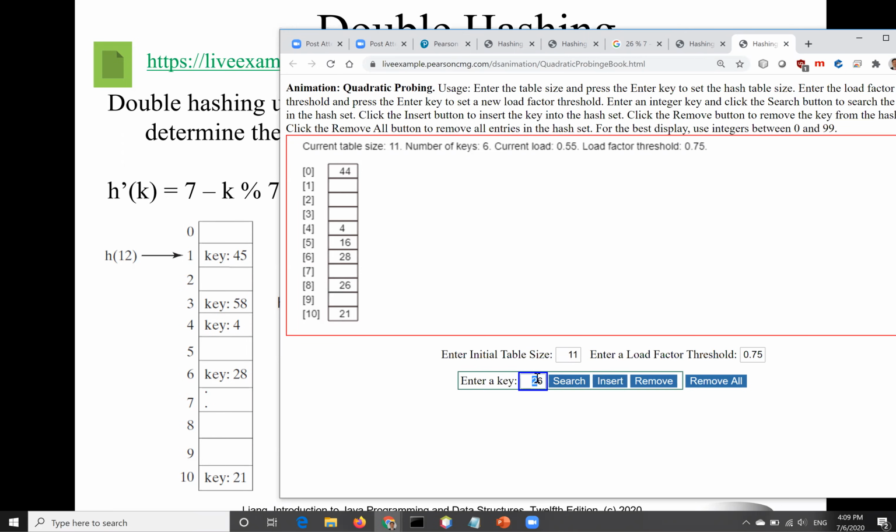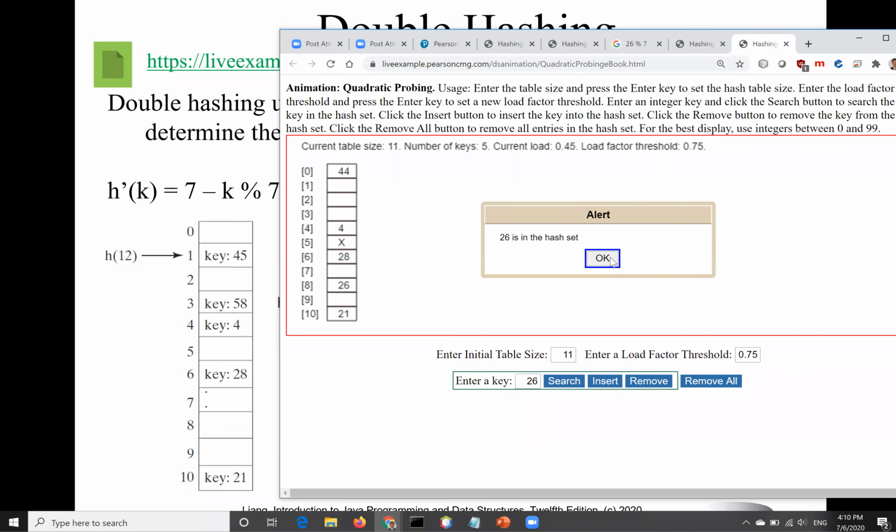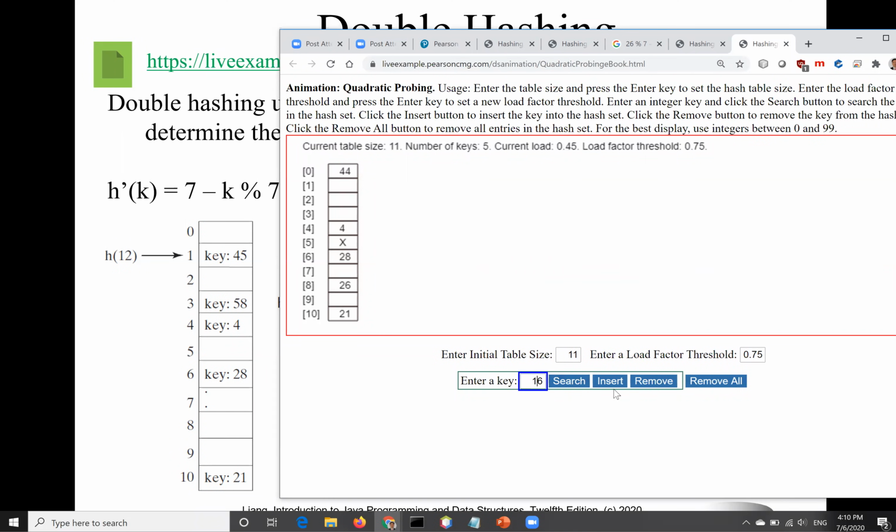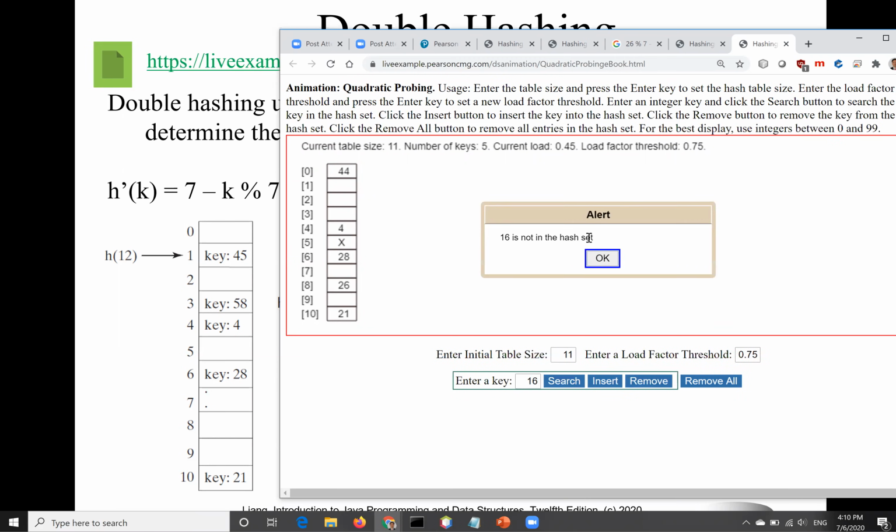So now let's delete 26. Remove it. And let's check, we removed 16. So now this is 26. Check 26 is in the hash set. And let's check if 16 is in the hash set. 16 is not.